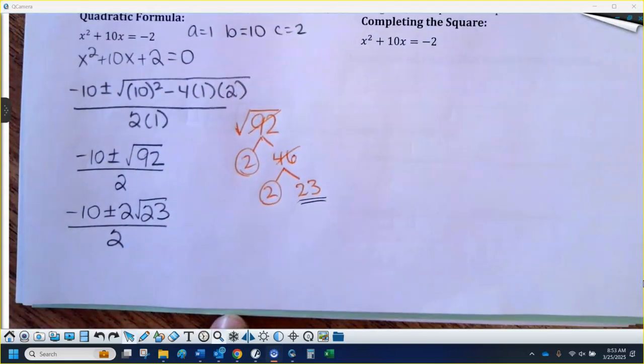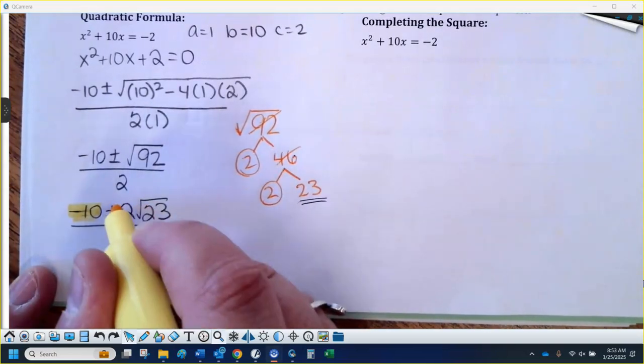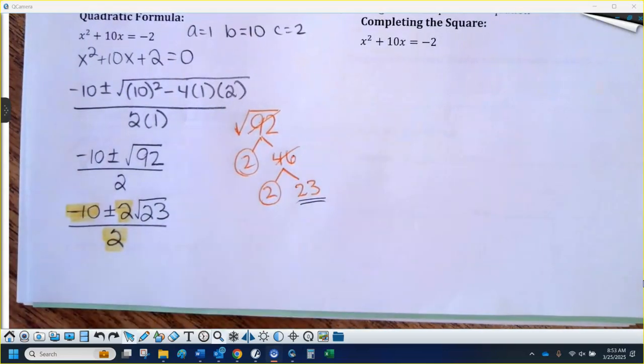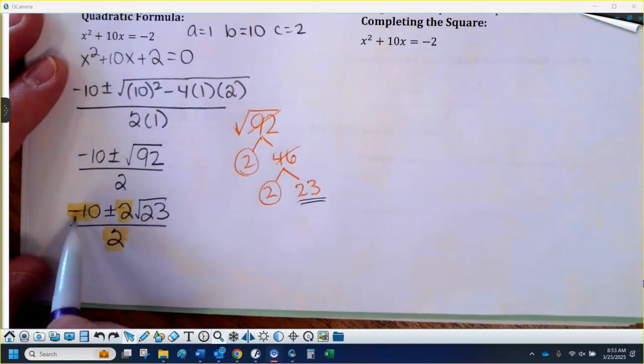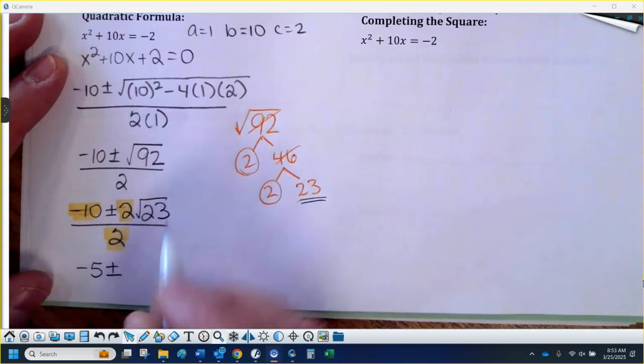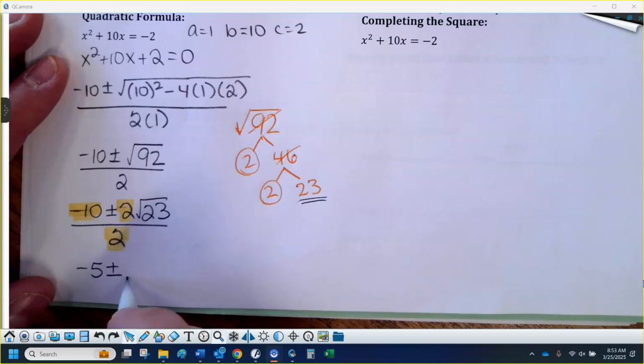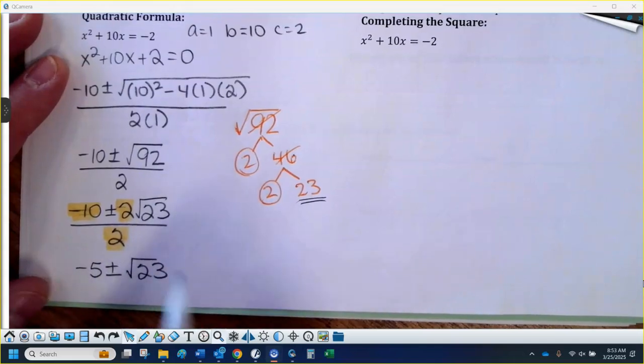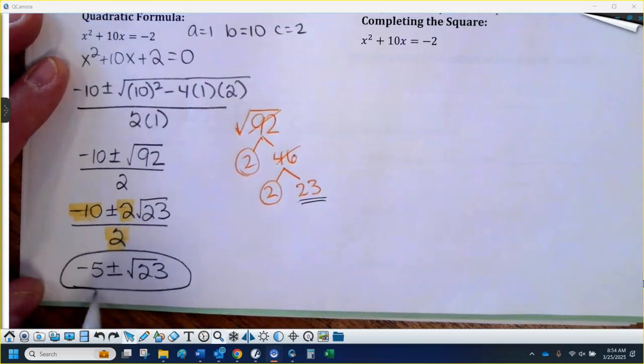And then I'm going to do one more thing. And you can't always do this, but I'm trying to practice this with you. If all 3 of these do not touch the radical, all 3 of those are divisible by 2. So I'm reducing this. That's legal. If any one of those is not, then you just stop where you're at, but we can go farther here. So negative 10 divided by 2 would be negative 5. Plus or minus 2 divided by 2, you would just see a 1 there. And so we would just have square root of 23.